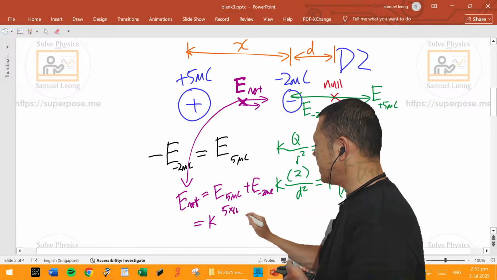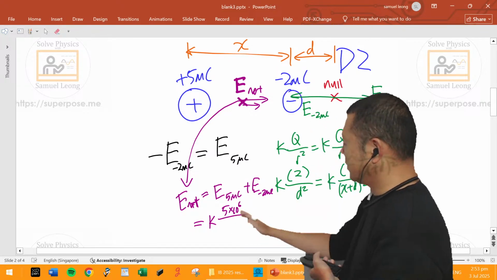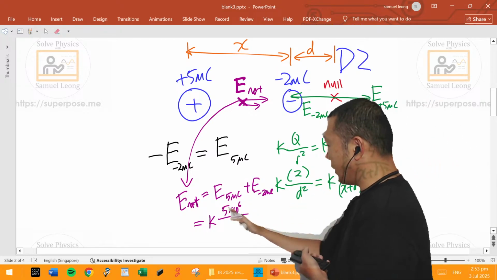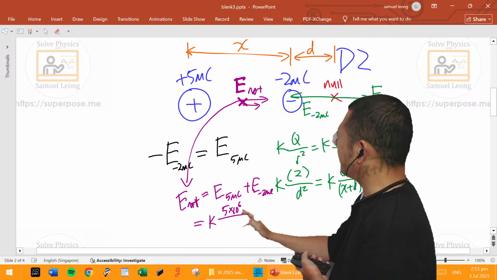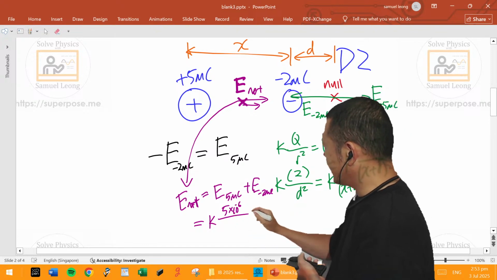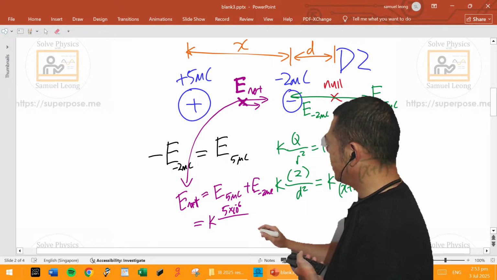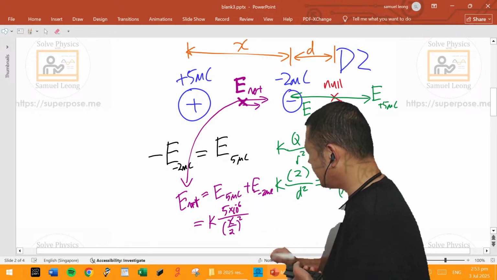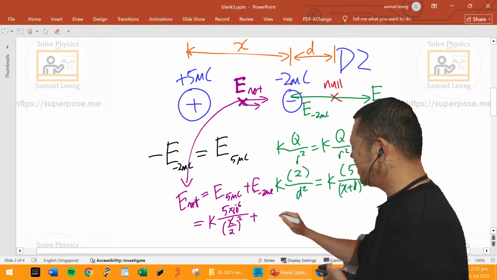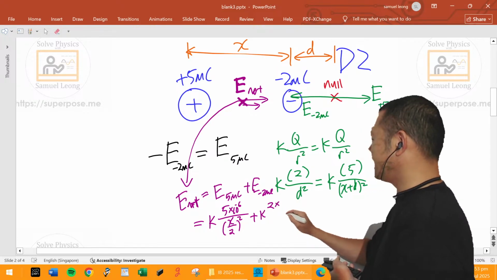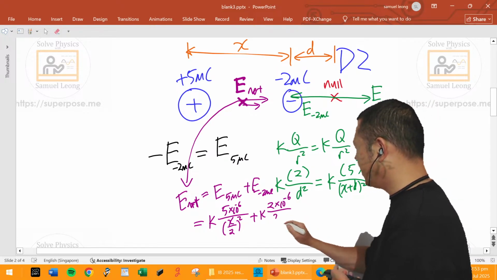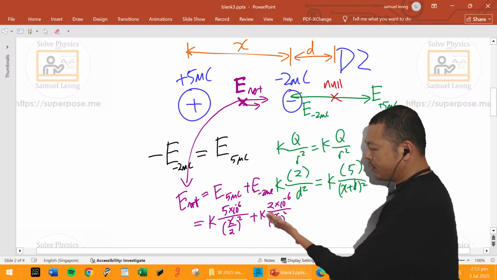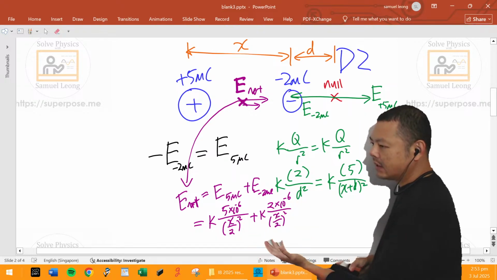Then when you add it up, it will be k times 5 times 10 to the power of minus 6 over x over 2 squared. I didn't put the micro on these two sides before because they cancelled off, but for now I have to put back the micro. Then plus k times 2 times 10 to the power of minus 6 over x over 2 squared. This was the other scenario where if you put the negative sign, you get the wrong answer.